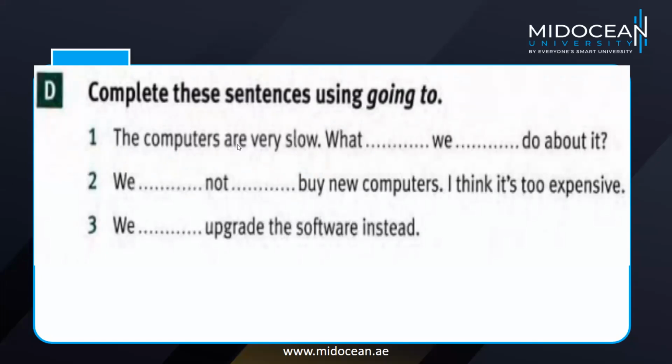The computers are very slow. What are we going to do about it? So I want to use going to. Going to is made of am, is or are, which is the verb to be, then going to, then the verb in the infinitive. For example, I am going to travel. I am going to eat. He is going to travel.